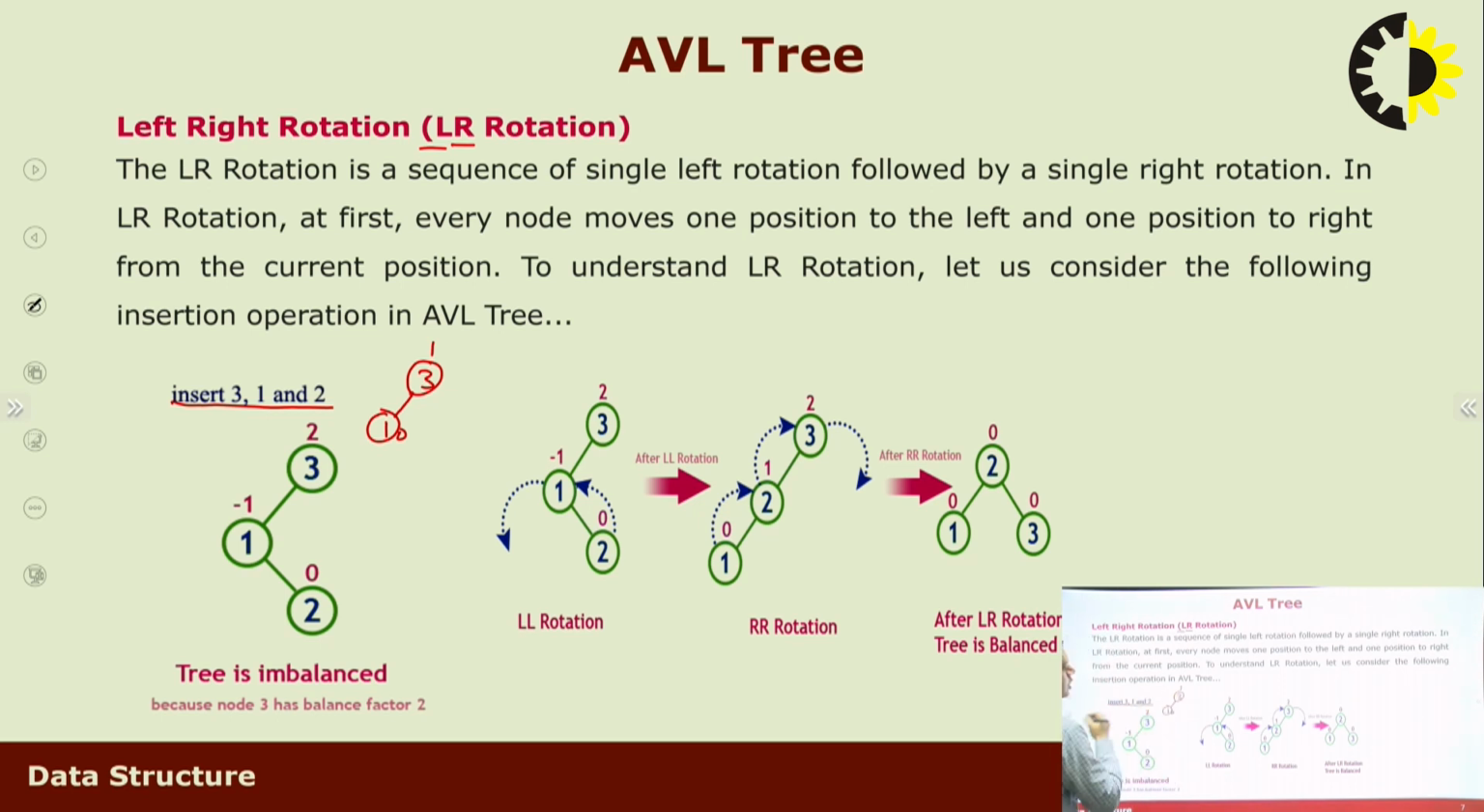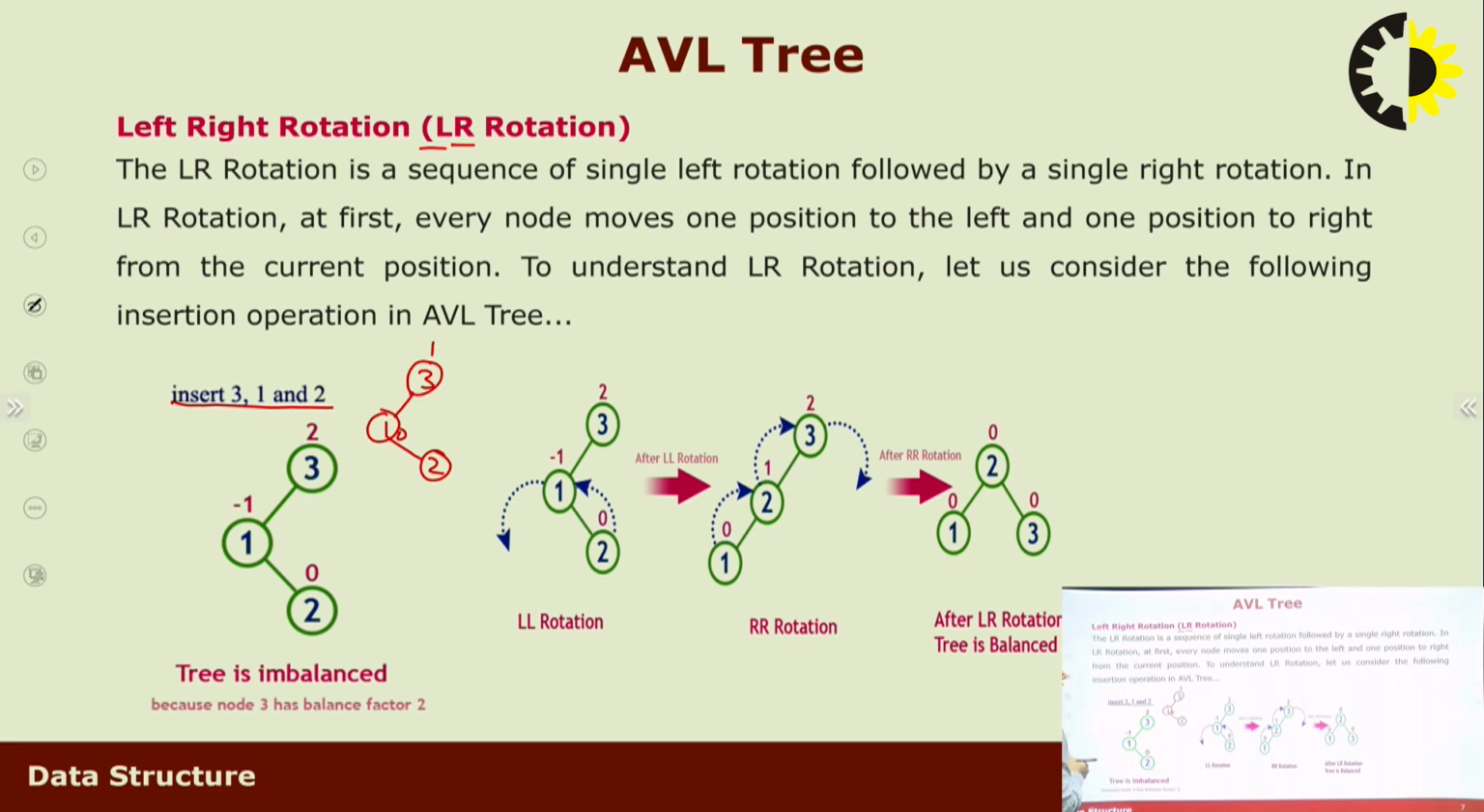But if we are inserting 2, that means we will compare 2 with 3. 2 is less than 3. Then we will compare 2 with 1. That means 2 will come at the right side of 1. When we insert value 2, the tree will be unbalanced.